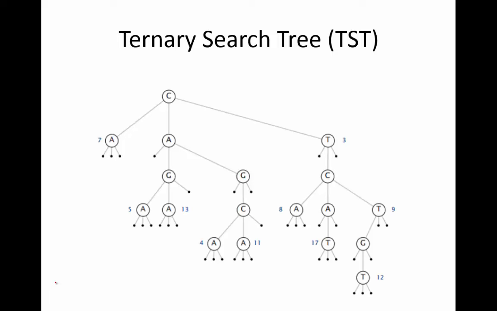You can think of a TST as a representation of a symbol table that contains a bunch of strings as keys and a bunch of numbers as values. For example, in this case we have a tree with certain numbers here, and those numbers represent some sort of string. We'll take a look at how that works.